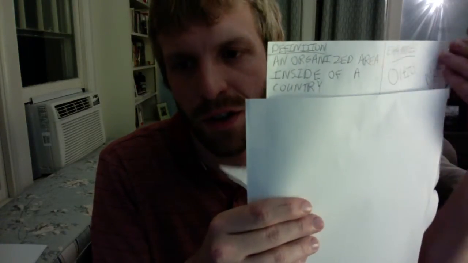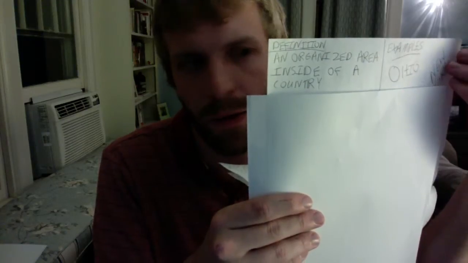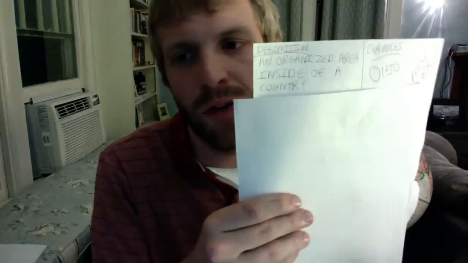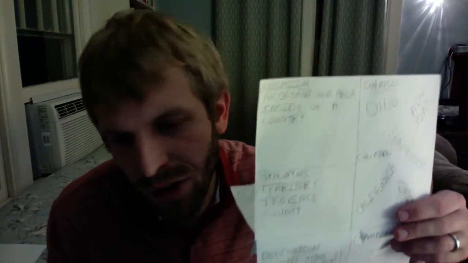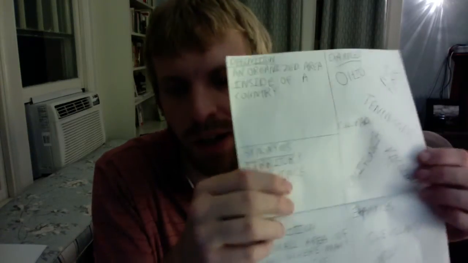So I write definition, I write example, I draw a straight line using a straight edge down the middle, and I give my definition, and then I'm going to give some examples. So for my examples, I wrote Ohio, Tennessee, Colorado, California, Virginia, and New York. You can choose any states that you want. That's your choice.